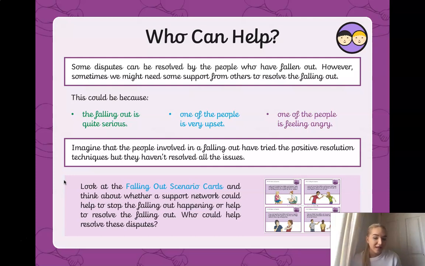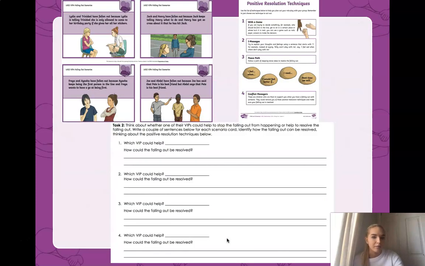So your first task today is to have a look at the falling out scenario cards that you have been given in your resource pack. Read them, and I want you to think about whether a support network, one of your VIPs, could help to stop the falling out from happening or help to resolve it, and who could help. So you're going to read these scenario cards. Make sure you understand the characters involved. On your sheet, they're labelled 1, 2, 3, and 4. I've given you a copy of the positive resolution techniques as well, just so you can have a look at them and see how maybe you could use them when we're back to school.